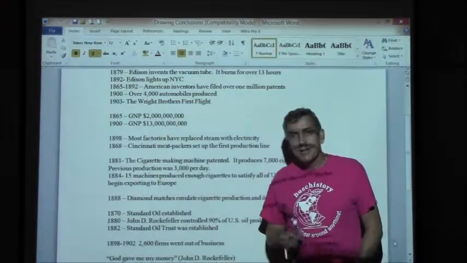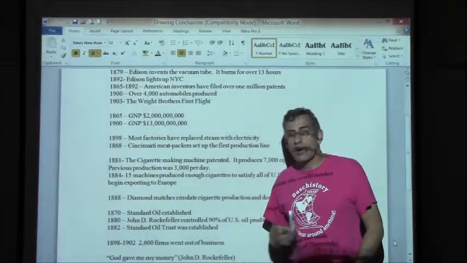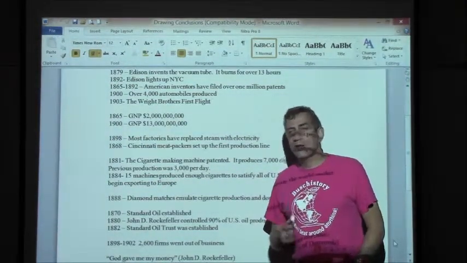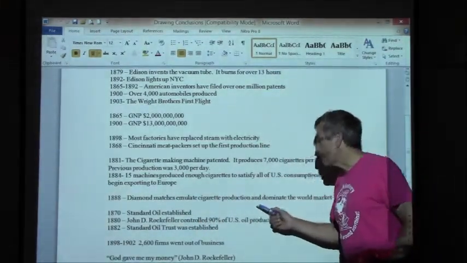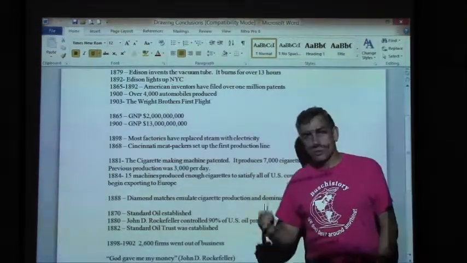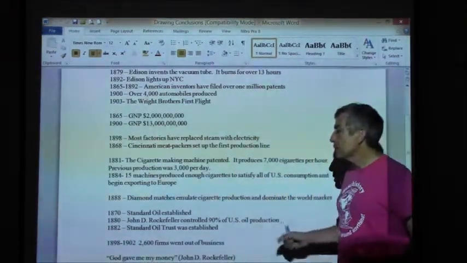Isn't it interesting that something today that we look at as such a horrible habit was so pivotal in the development of industry in the United States? In 1888, diamond matches emulate cigarette production and dominate the world market. Those are wooden matches with little red tips.